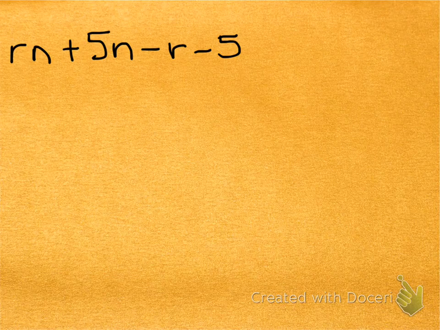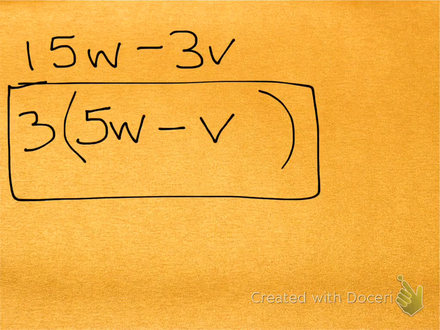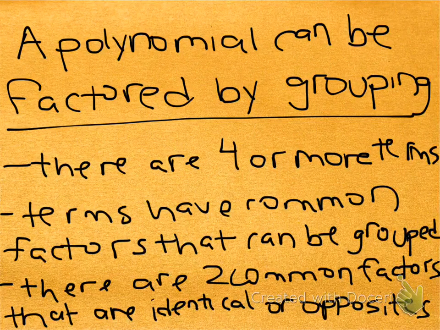Here we are going to factor by grouping. I said we'd come back to that. If you're grouping, you have to start with at least 4 terms. So if it has 4 terms, you're going to try to factor by grouping. The other parts we need to make sure of before we start is that terms have common factors that can be grouped. So you have at least 2 terms that have common factors that can be grouped together, and then you have to have at least 2 common factors that are identical or opposites.